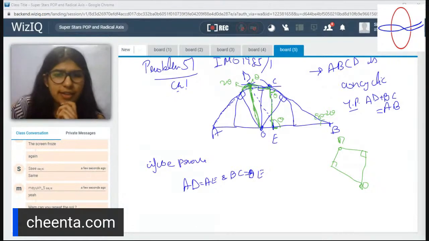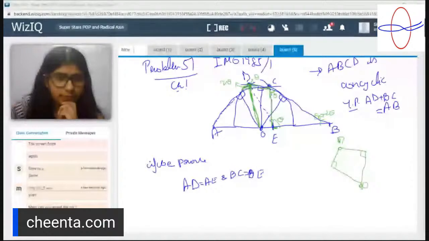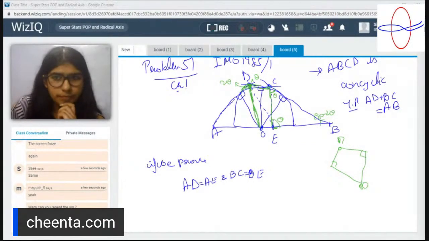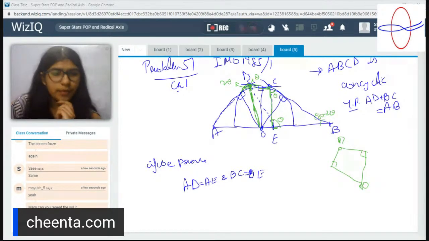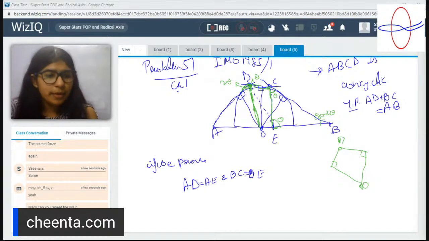Shouldn't BCEO become a cyclic quadrilateral? Right, BCEO will become a cyclic quadrilateral. And we got what was defining E, right? So instead, now you take the point such that the circle DCO intersects AB again at E.